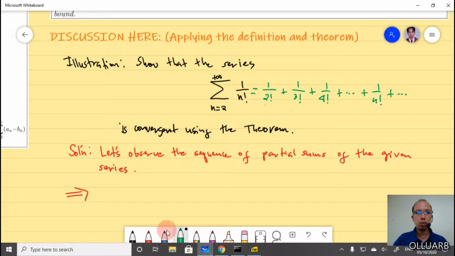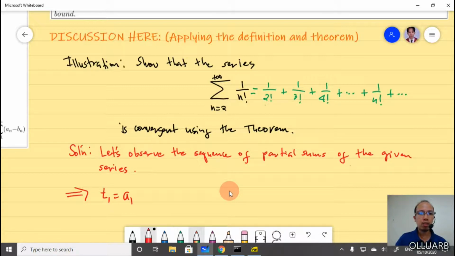So as not to confuse with the notation, remember that the sequence of partial sums is denoted by T sub n. Our nth partial sum is denoted by T sub n. So basically you will write T1 here. T1 is equal to a sub 1.